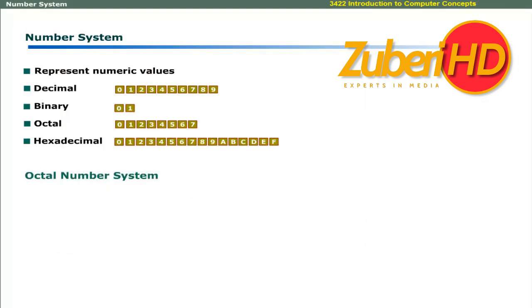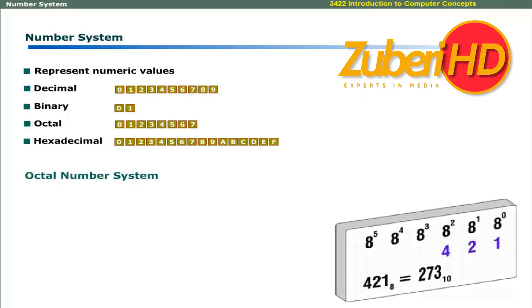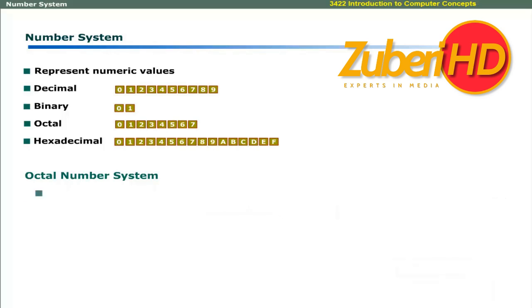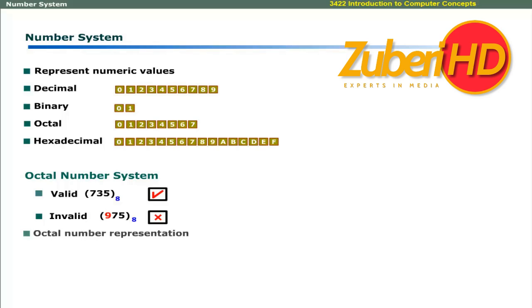Third number system in our discussion is octal number system. As its name implies, it has 8 symbols. These are 0, 1, 2, 3, 4, 5, 6, and 7. An octal number comprises of only these symbols. Here is a valid octal number and invalid octal number. Octal number system is represented like this. Here 8 represents the base of octal number.